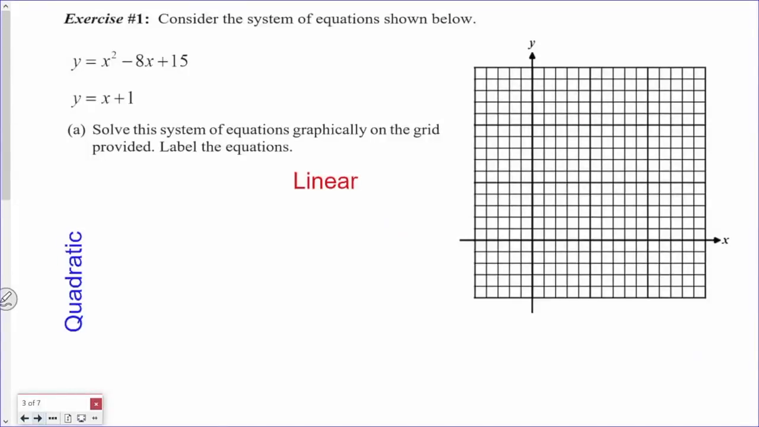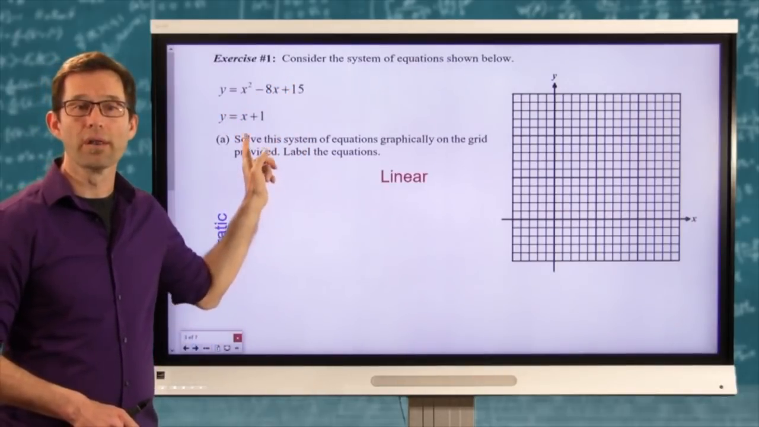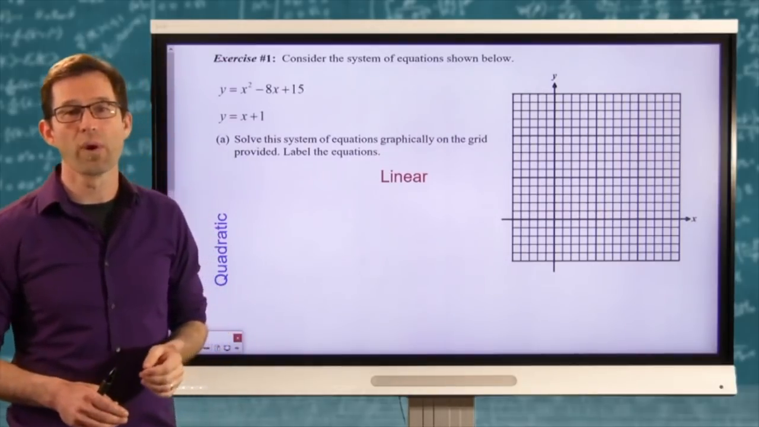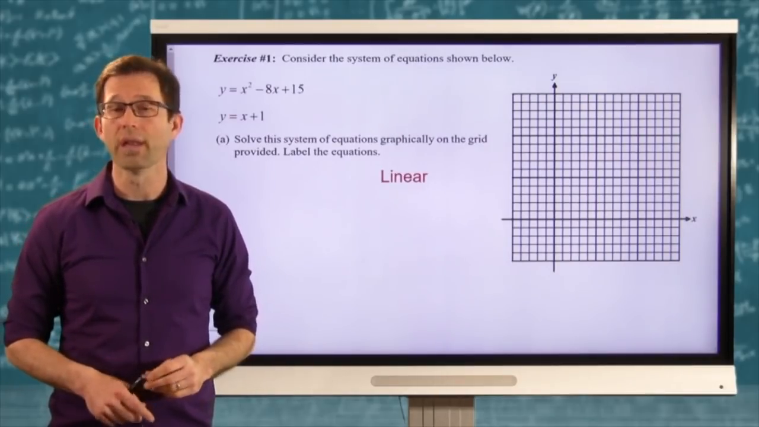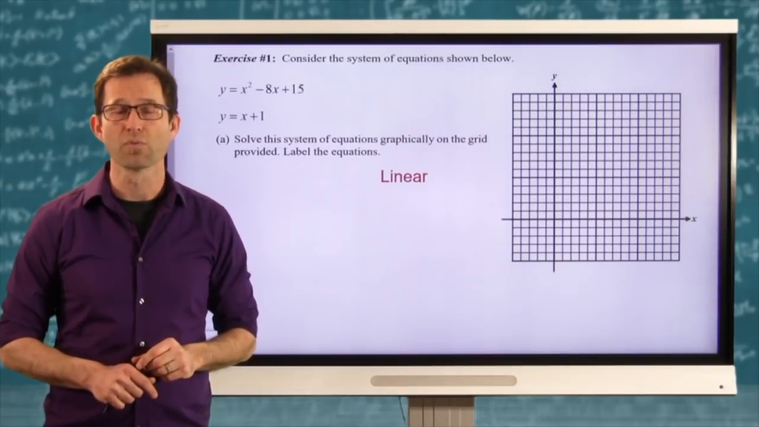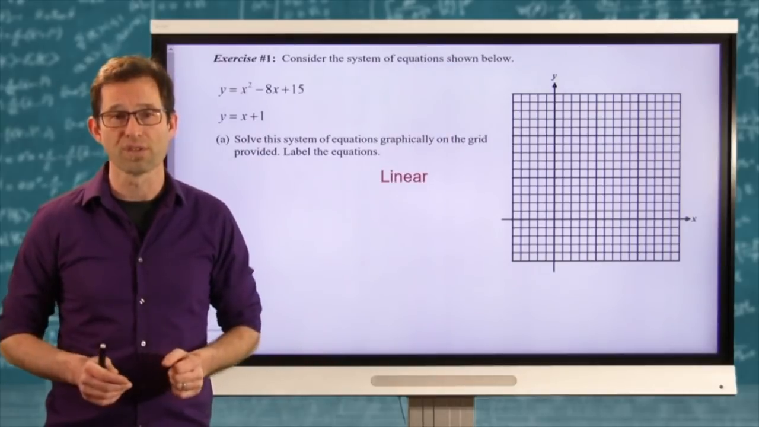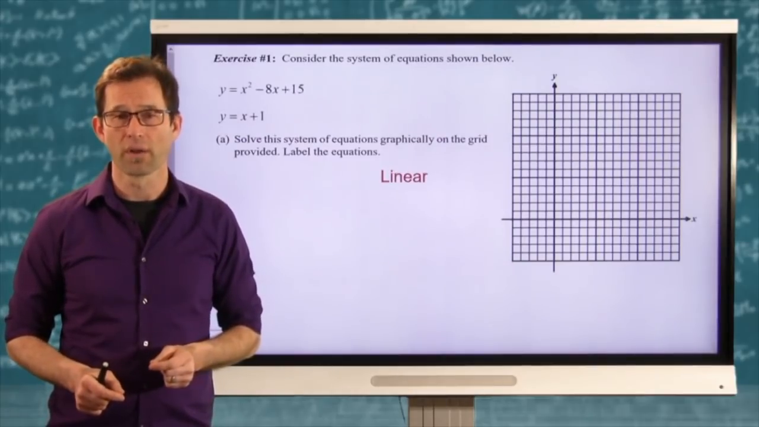Consider the system of equations shown below. We've got y equals x squared minus 8x plus 15 and y equals x plus 1. Okay, we've got our quadratic because it's got an x squared, and we've got our linear because it's only got an x to the first. Now, we want to solve this system of equations graphically on the grid provided. And you've been solving systems of equations graphically for a couple years, both in 8th grade math, and we've done it a little bit already in Common Core Algebra 1. Solving systems of equations graphically just means finding their points of intersection. Where do they cross each other? What points do they share in common?